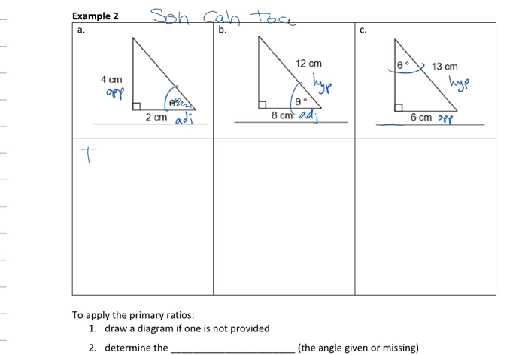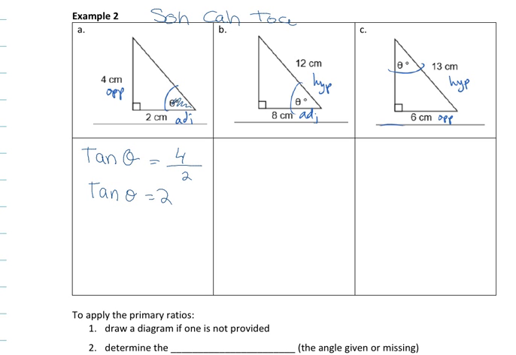So this is what I'm going to write. Tan. I don't know what my angle is. It's called angle theta. So tan theta equals, the formula says, opposite over adjacent. What's my opposite? 4 centimeters. 4 over adjacent, which is 2. So then tan theta equals 2.